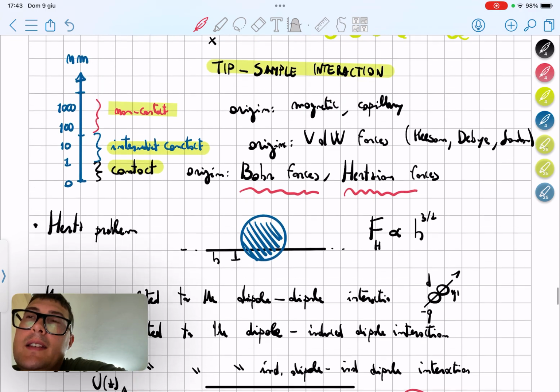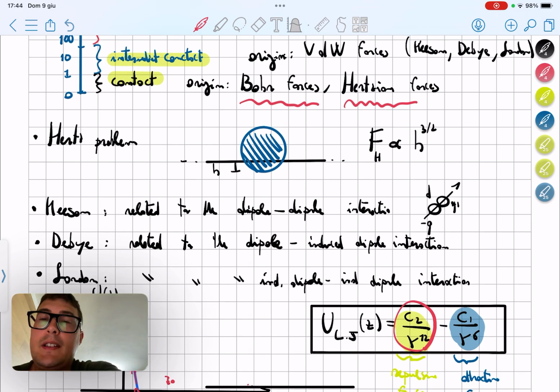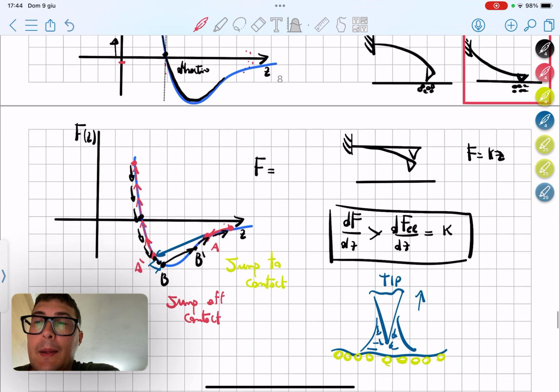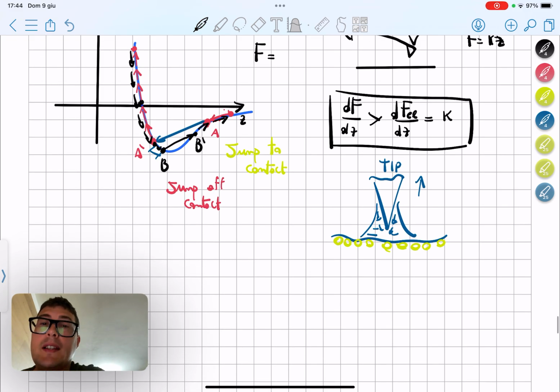Okay, we have seen that the tip sample interaction is somehow complicated. It's not simple. It involves different types of forces and different aspects that one at first grasp might not be considering, but they are there, and they are all important for the overall understanding of the working principle of this technique.